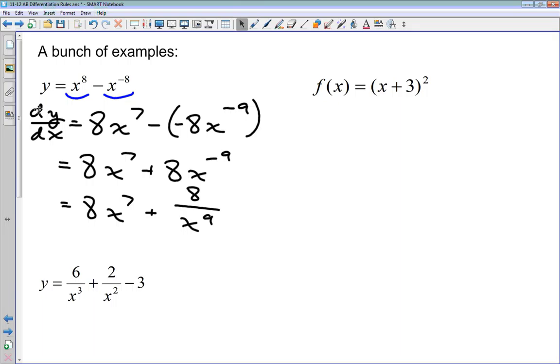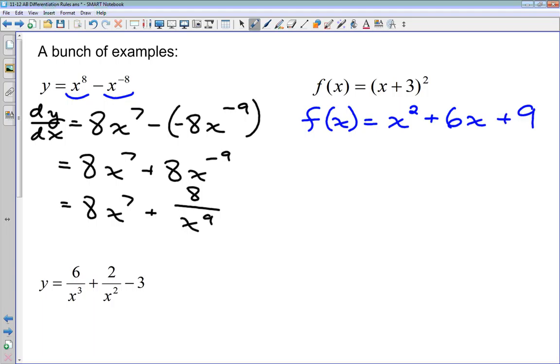Let's take a look at our next example here. f of x equals x minus 3 squared. What should we do with this one here? Well, I think this is a case where we want to rewrite the function before we take the derivative. So we want to take our function, f of x, and we want to expand this out. So x minus 3 times x minus 3 gives us x squared minus 6x plus 9.